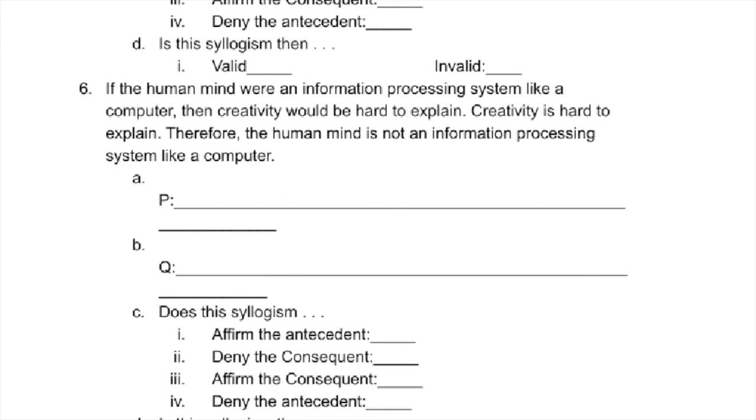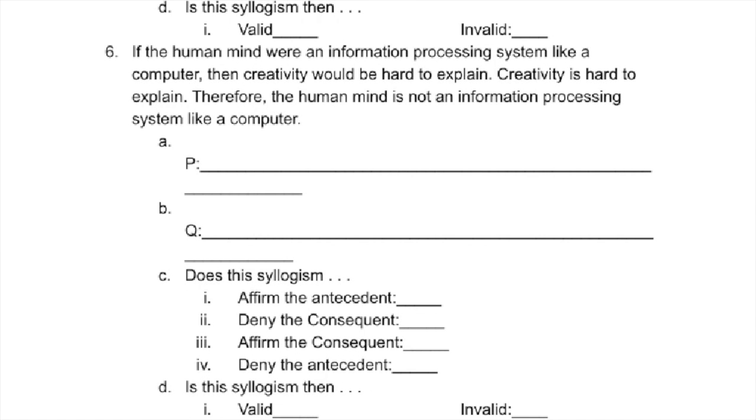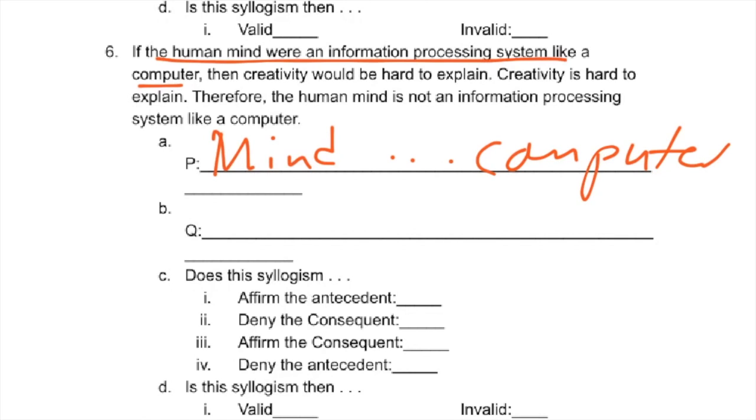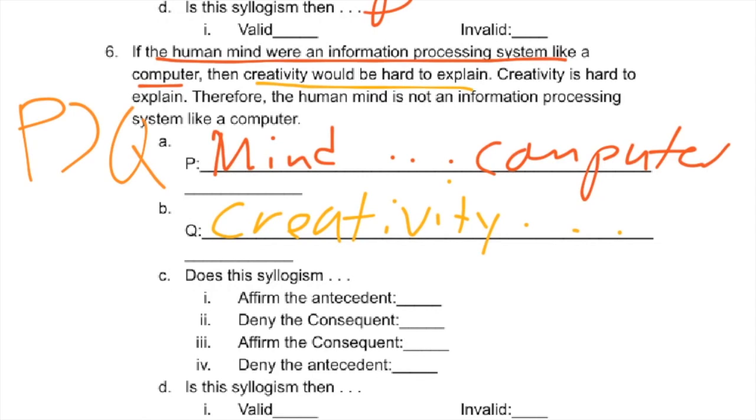If the human mind were an information processing system like a computer, then creativity would be hard to explain. Creativity is hard to explain, therefore the mind is not an information processing system like a computer. So our antecedent is here. If the mind were like a computer, and I'll label that P, then creativity would be hard to explain. So I've got my antecedent and my consequent here.